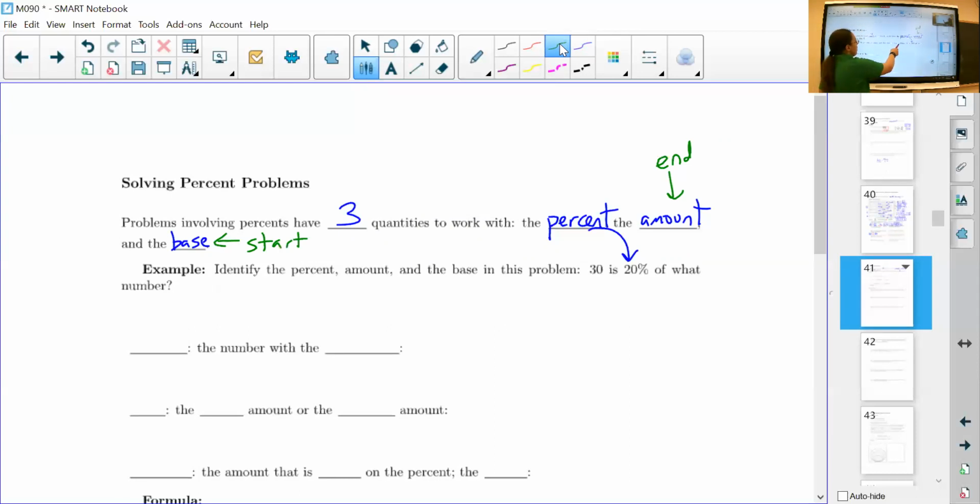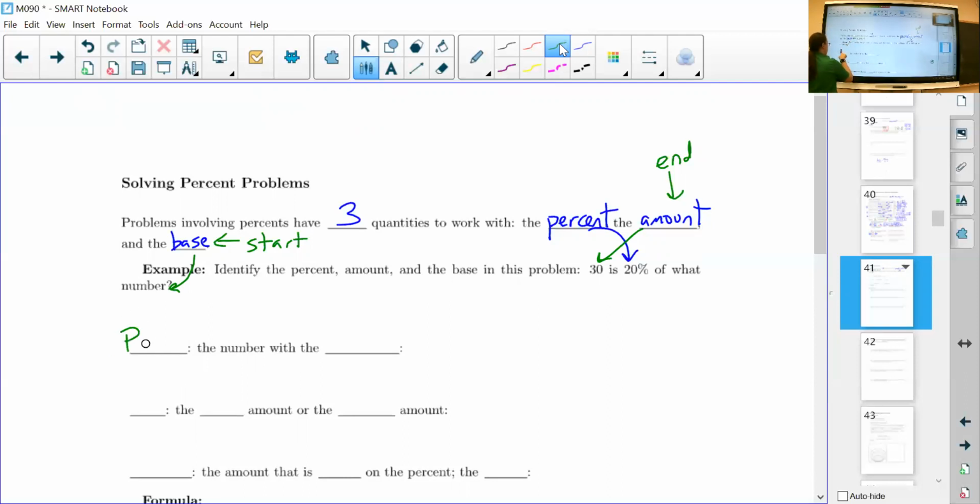So 30 is 20% of what number? That means 30 is, even though I say it first, what I end with. I could say 20% of this number is 30. 30 is the answer. 30 is 20% of whatever number we're looking for. So 30 is the amount. And then the base is of what number? We don't even know. So the base is the unknown in this case.